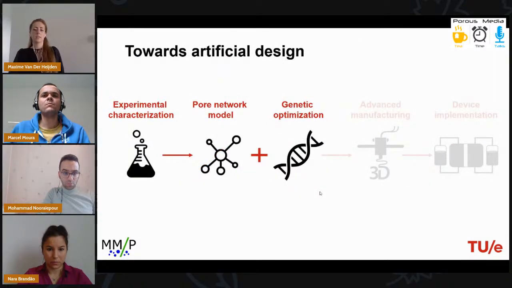So using the validated pore network model, we construct a genetic algorithm based on the evolution theory of Charles Darwin that can create optimized electrode structures from the bottom up, dependent on the electrolyte's chemistry.